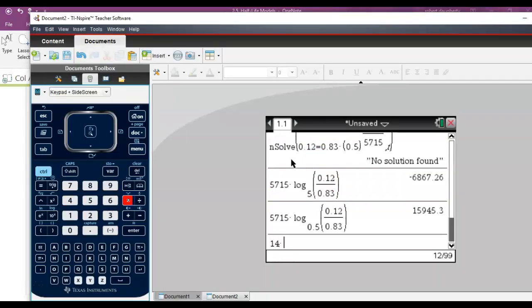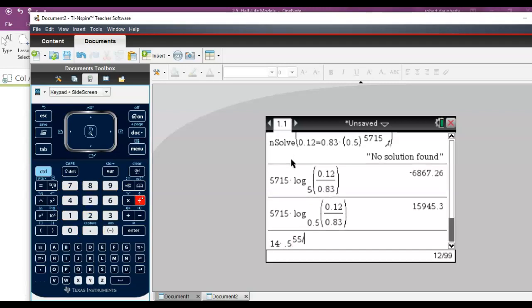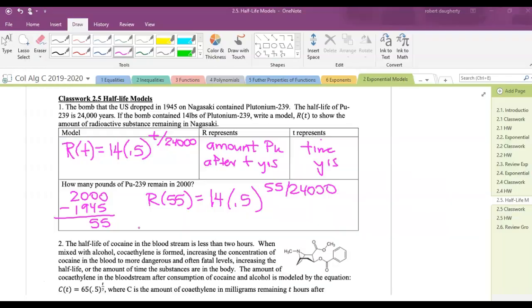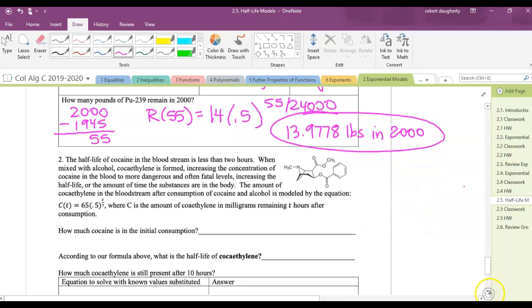So 14 times 0.5 raised to the 55 divided by 24,000 is 13.9778. So 13.9778 pounds in 2000. This is why people are so concerned about nuclear weapons, because in 55 years, that 14 pounds of plutonium decayed to 13.97. It hangs around forever. Okay, let's look at the next one, something that doesn't hang around forever.